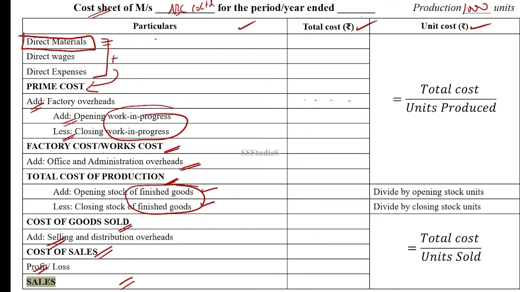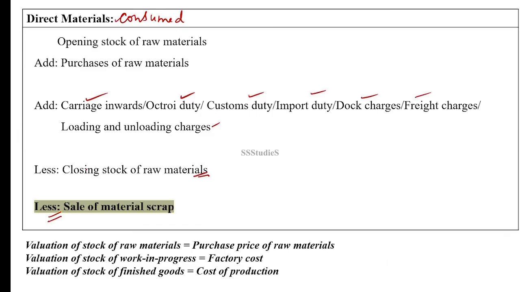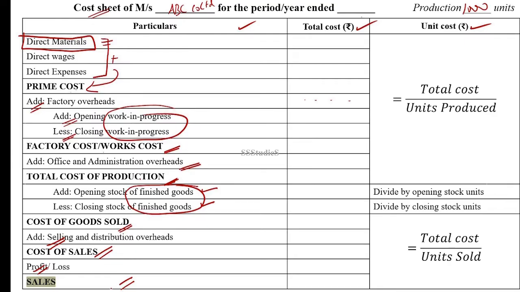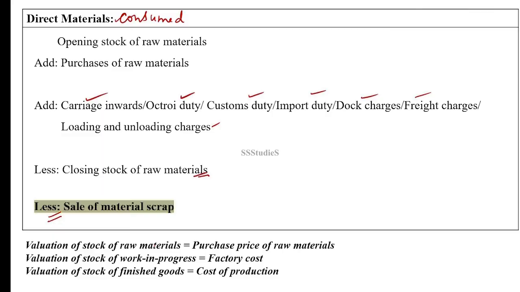Direct materials consumed. Now, I have highlighted this sales in yellow, and even the sale of material scrap I've highlighted in yellow. The reason is these two are the incomes. All others turn out to be expenses, all others are cost, whereas sales as well as sale of material scrap are income. This sales is the sale of finished product. So the sale of finished product and the sale of material scrap form the income in the cost sheet.